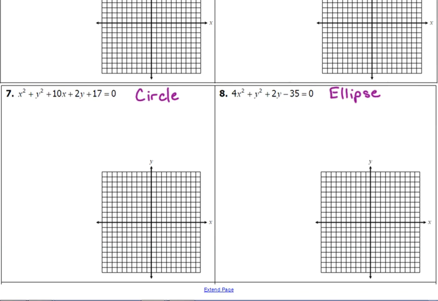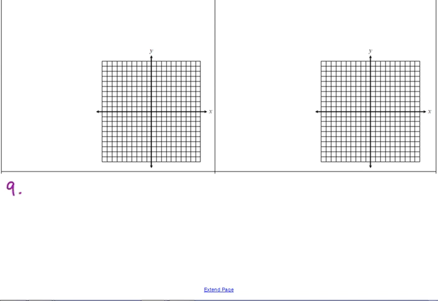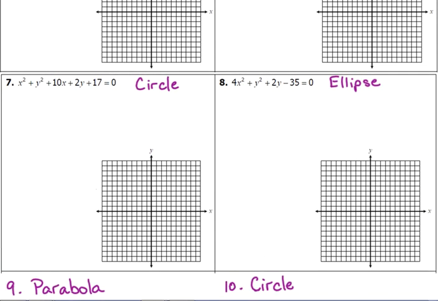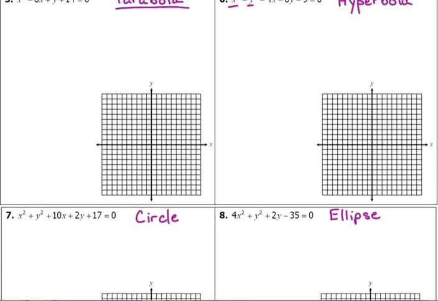I'm not currently looking at number 9 and 10, but y'all tell me what they should be. Number 9 is a parabola, only one of them is squared. How about number 10? Circle. They have the same signs and the same coefficients. So it's a circle. Y'all tell me, which one would you like to review? Parabola, ellipse, or hyperbola?